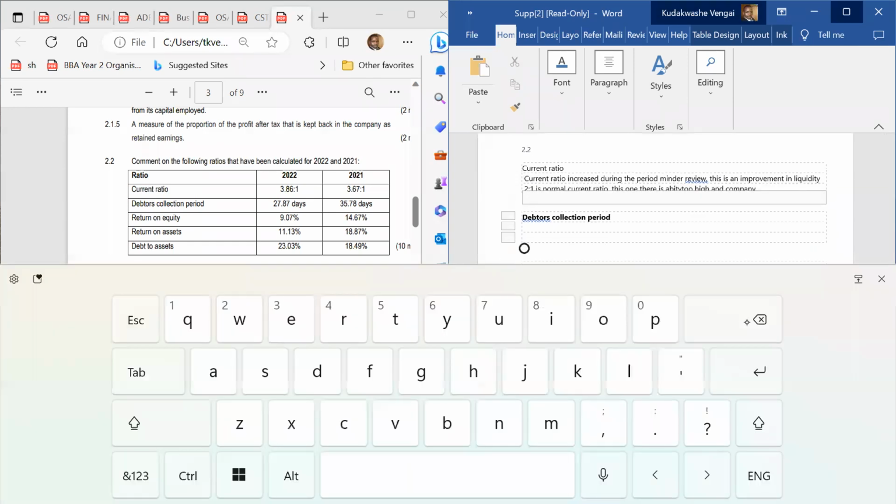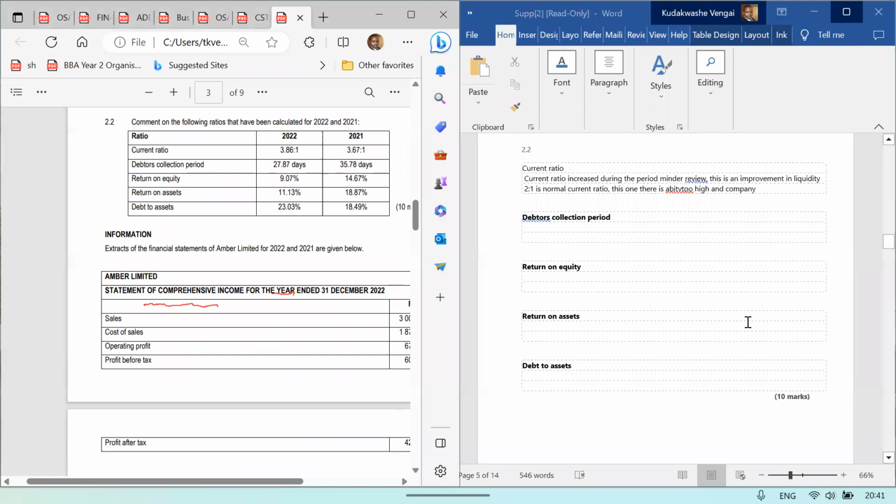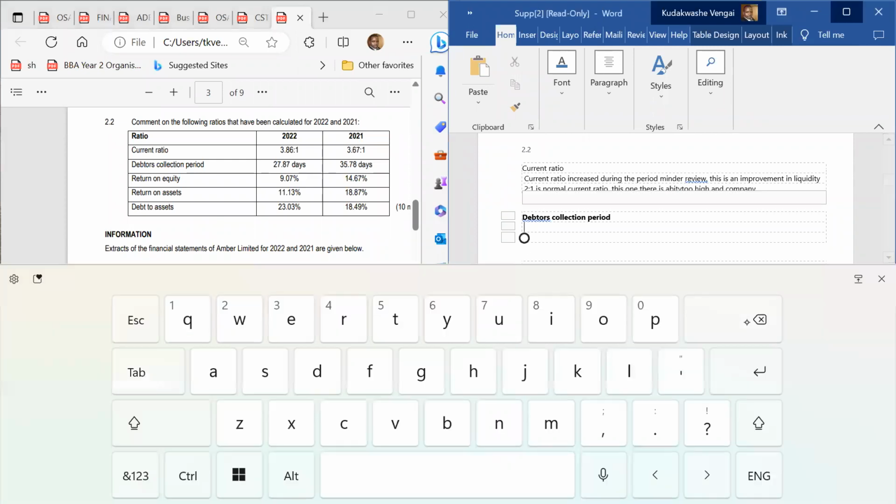You go to the next one, which is the data collection over here. Data collection, you've got 35 days, and now it's 27 days. So you can comment here, and you can say what? The ratio decreased for the period. Right? That's your first comment. It decreased. What does a decrease in data collection mean? It means that we collected our debts faster, right?